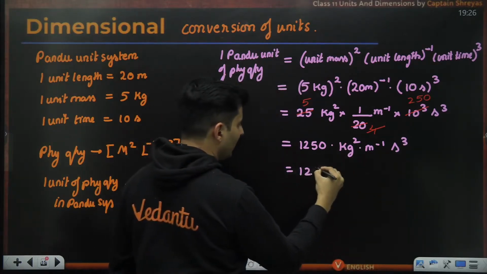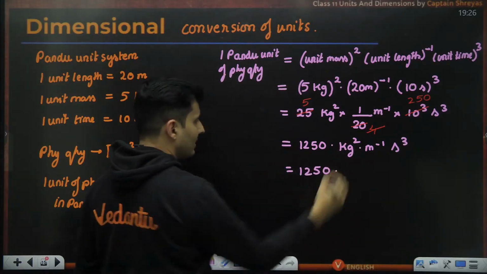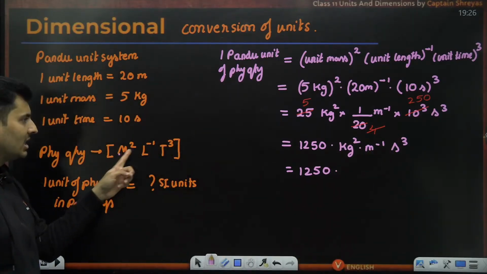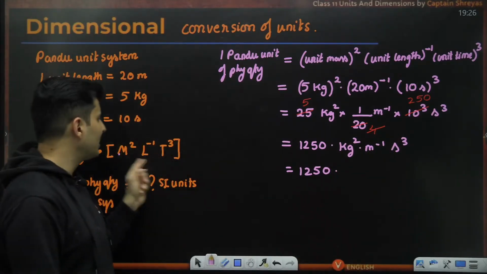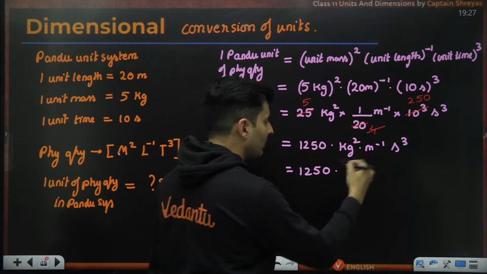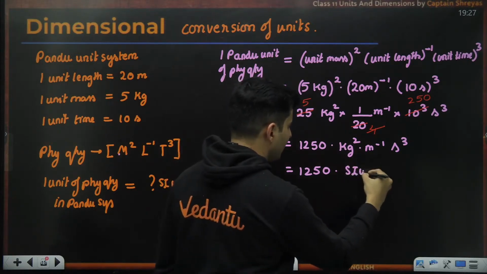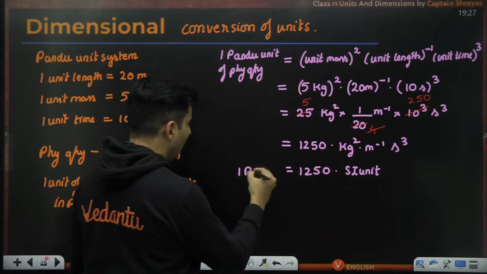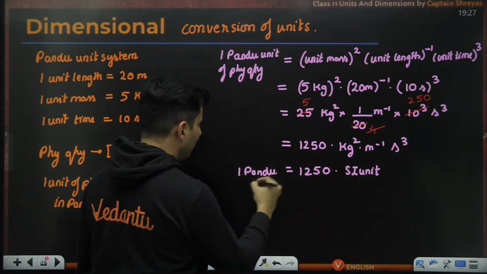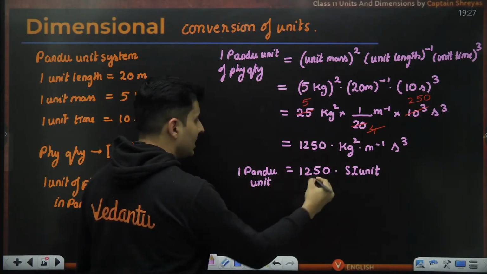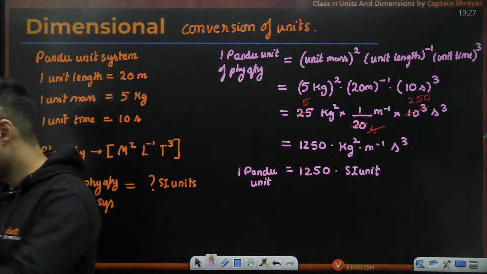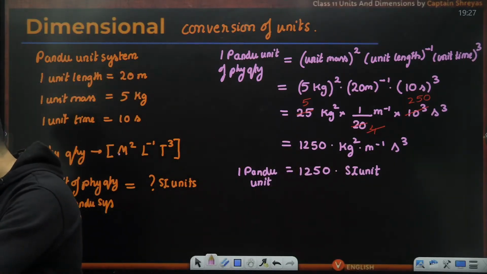Now that's it, guys. 1250 is over here as it is. What is this? Kg square meter inverse second cube is basically the SI unit. So this is nothing but the SI unit of that same physical quantity. So one Pandu unit of that quantity is 1250 SI units. That's how you solve these questions. I hope this is absolutely clear.